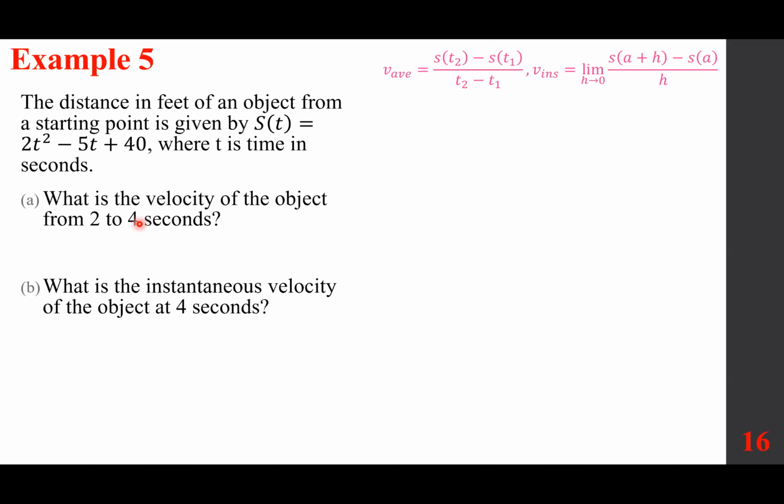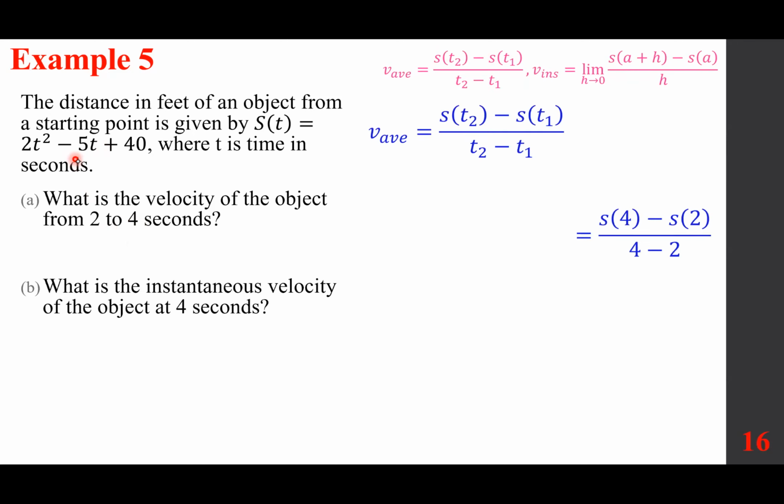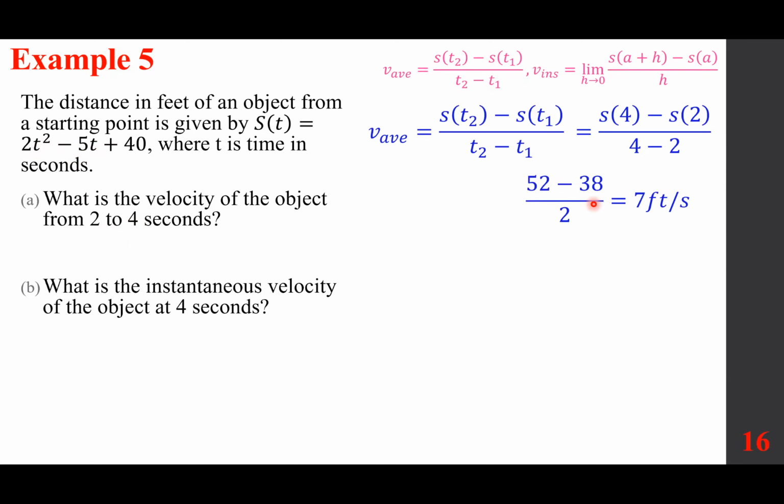So we plug in 4 and we plug in 2. So S of 4, replace the t with 4, S of 2, replace it with 2, and S of 4 is 52, S of 2 is 38, divided by 2 is 7, and just to quickly show you, if I were to calculate this to get this one, I'm going to say 2 times 4 squared minus 5 times 4 plus 40, and that is 52 because 4 squared is 16 times 2, 32. Minus 20 plus 40.